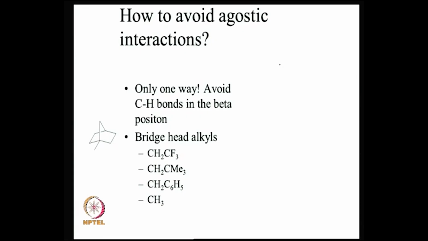Some examples are given here. It is not so difficult to generate them. You can have a CH2CF3. The CF bond is very strong and cannot be broken. So, if you do not want a beta hydrogen, you just replace them with fluorine or with methyl groups. So, here is an instance where the beta hydrogens have been replaced with a methyl group.